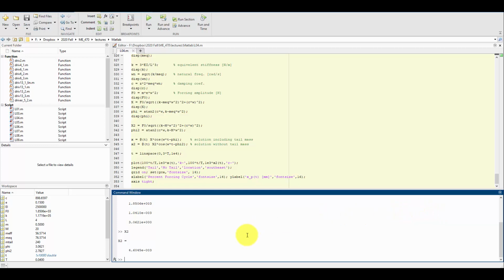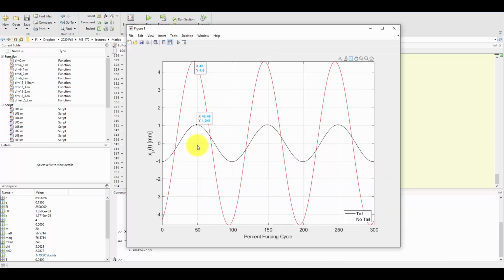So we see a pretty big difference here. It's over 4 times more amplitude predicted when the tail is ignored than when we include it. So our analysis is thrown off by 400% if we don't account for the mass of the tail in this particular problem. And on top of that, maybe a little bit less important for what we're looking at here, the phases are also a little bit different, but probably the amplitude would be more concerning.